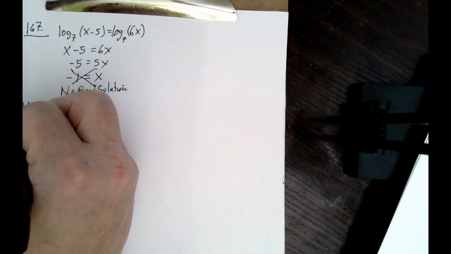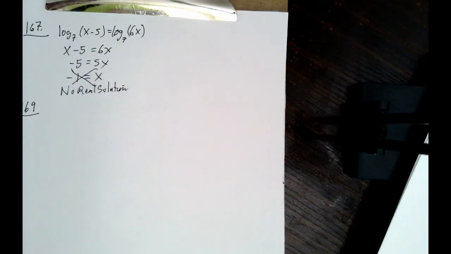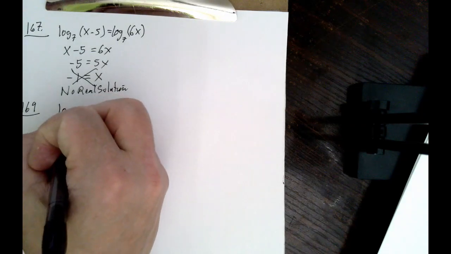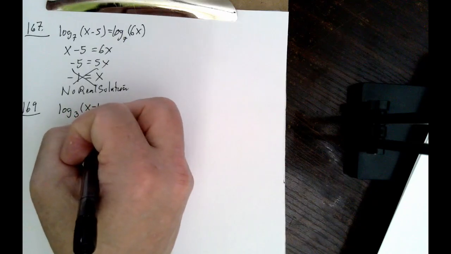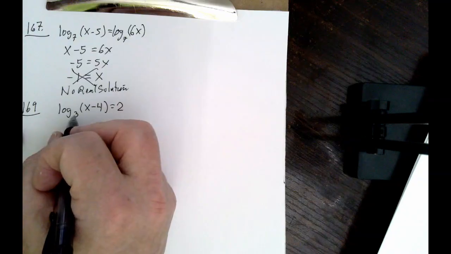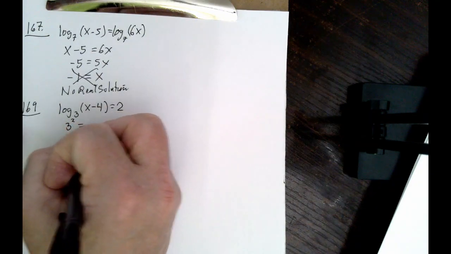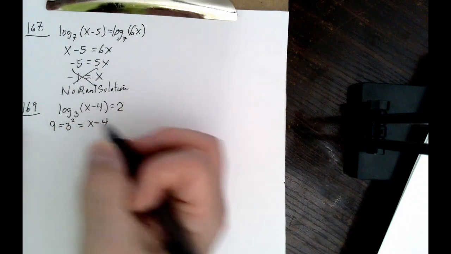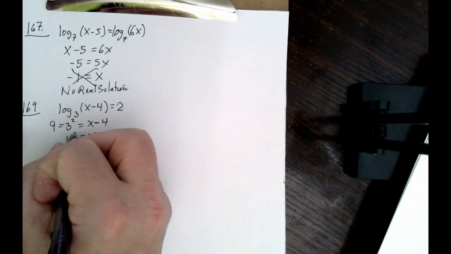169. I'm skipping 168. 169 says log base 3 of x minus 4 equals 2. Well, the equivalent statement is 3 to the second equals x minus 4. 3 to the second is just 9. So when you add 4 to both sides, you get x equals 13.